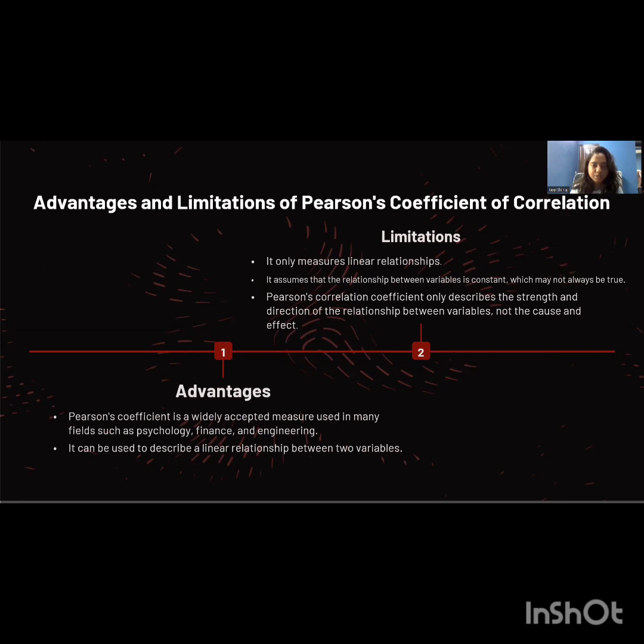Advantages and limitations of Pearson's coefficient of correlation. Limitation: it only measures linear relationships. It assumes that the relationship between variables is constant, which may not always be true. Pearson's correlation coefficient only describes the strength and the direction of the relationship between variables, not the cause and the effect. Advantage: Pearson's coefficient is a widely accepted measure used in many fields such as psychology, finance, and engineering. It is used to describe a linear relationship between two variables.